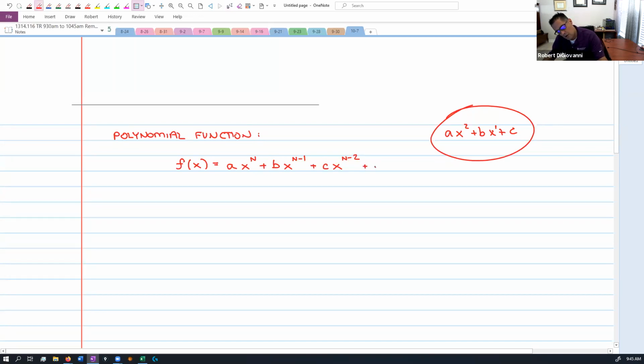And I keep doing this all the way until I get to the very end. At the very end, I should have some number, just like this c by itself. But I can't use c because I've already used a, b, and c. So I'm going to put k here, and this is just a number. Now, there are a couple of things we need to know about a polynomial function, some language. The first thing is this n right here. That n is the highest power of x.